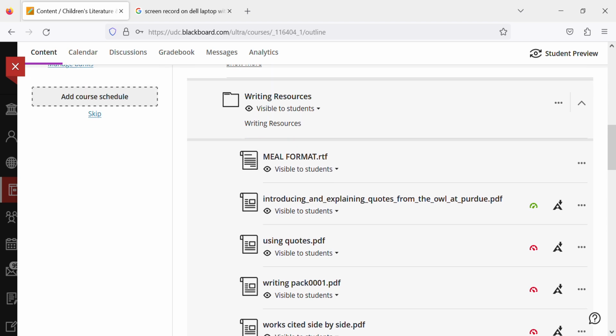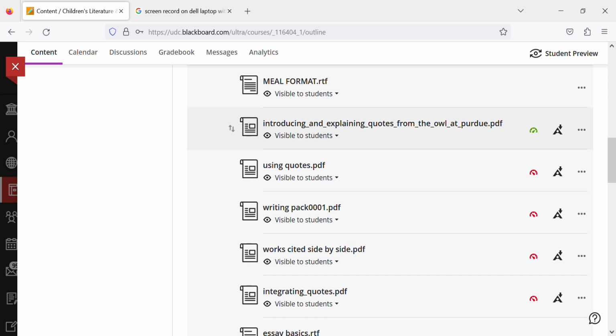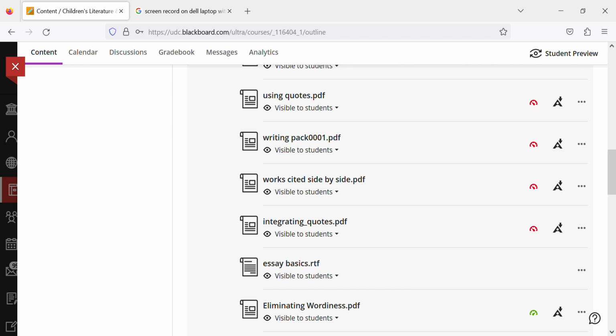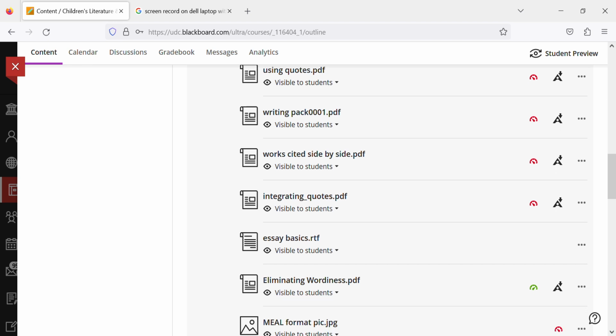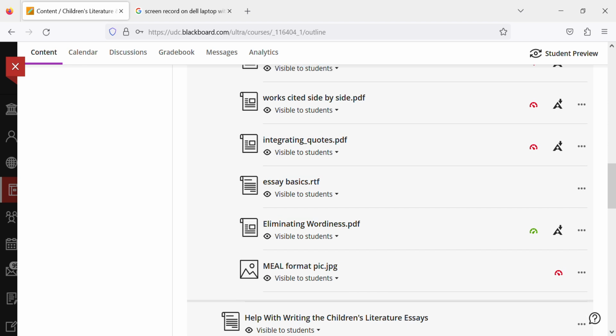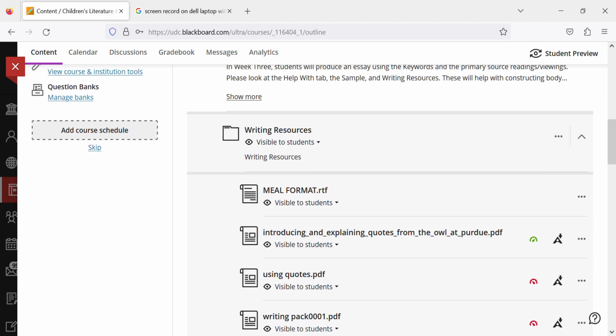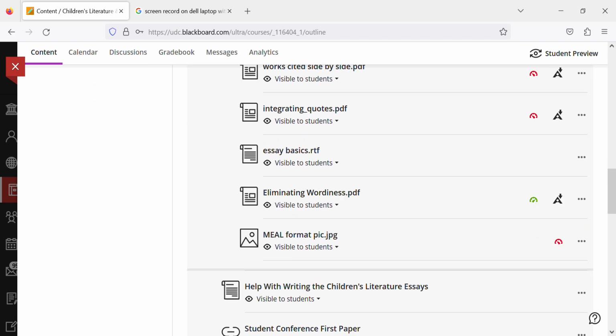Under writing resources, there are some files for using the MEAL format, which is a format for the body paragraphs. There are files on putting quotes into your work, using quotes, and work cited. Side by side just means MLA or APA. Put them side by side if it's a magazine article, book, or website, depending on which citation style you want to use. Essay basics, another MEAL format picture, and eliminating wordiness. You'll probably want to keep these for outside of children's lit too, not just for children's lit.